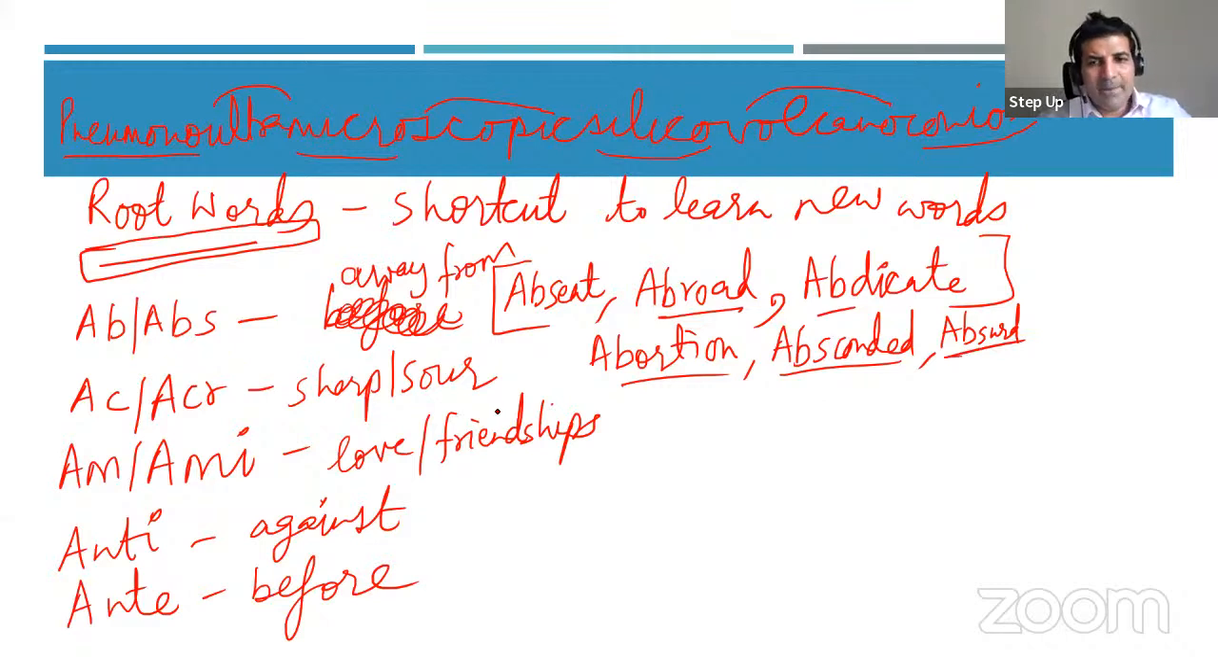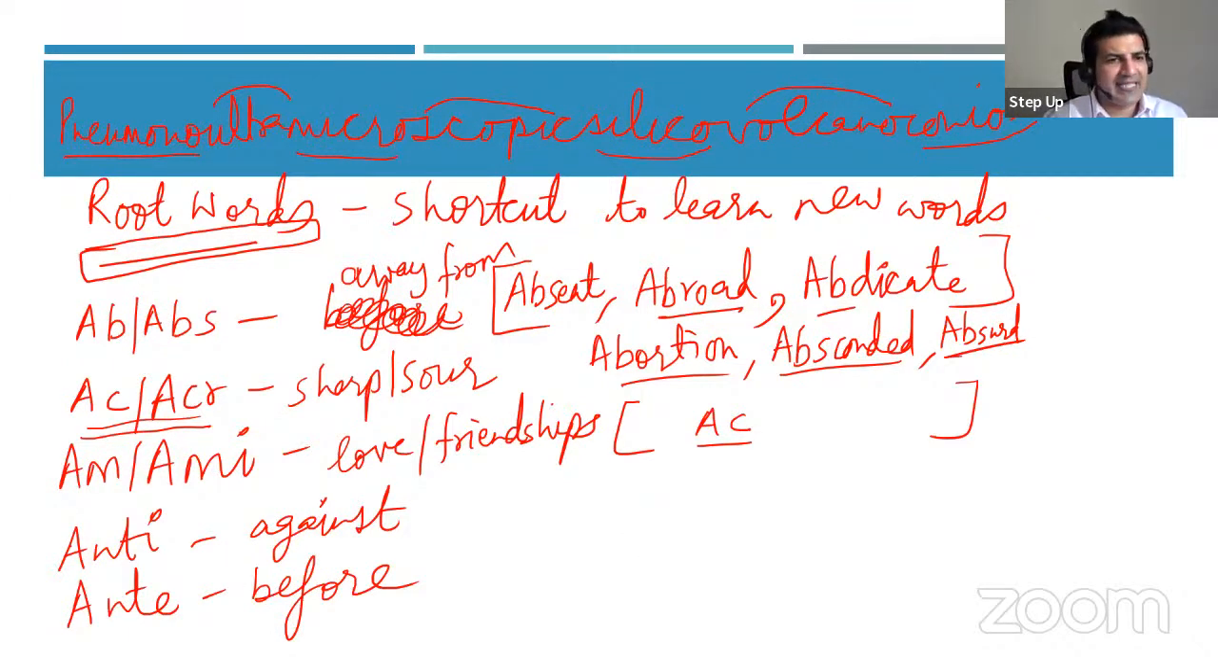Similarly, you have ACR, which means sharp or SAR. Is there a question? Okay. Right. So for example, AMI, which means love, or ACR. Can people guess the meaning of some words that have come from the root ACR? That root could be in the middle, somewhere in the beginning, or at the end. Mostly, let's say in the beginning. Can you guess some words which have the meaning sharp or SAR related to it?